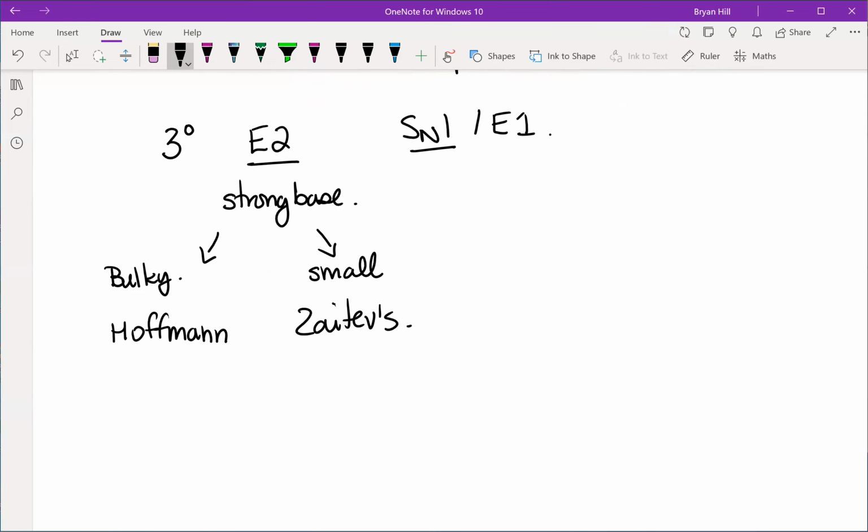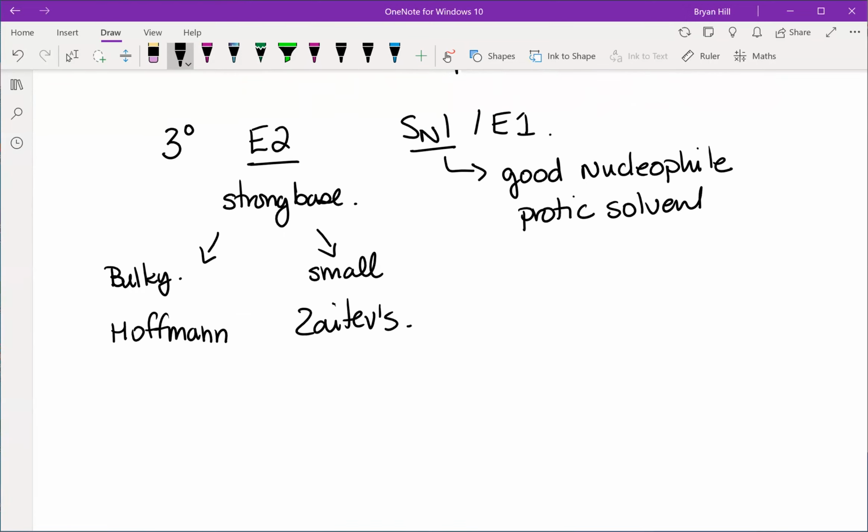For SN1, we really have to use a good nucleophile. And we also need to use a protic solvent here because the carbocation formation is favored with protic solvents, because protic solvents can stabilize that transition state. So really, when we're talking about good nucleophiles, I should actually erase this and say only nucleophiles.